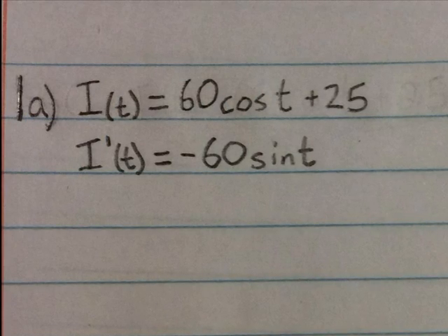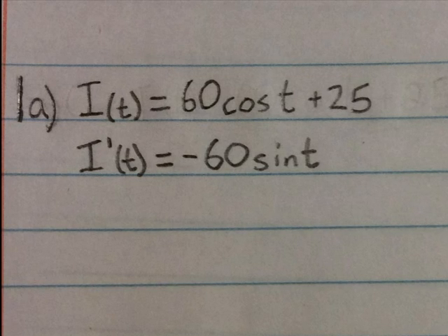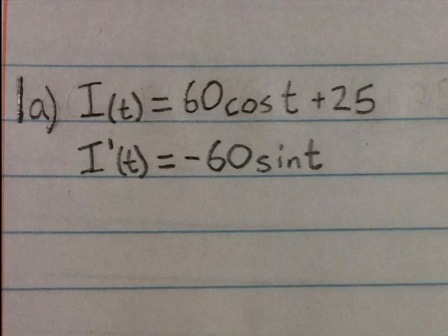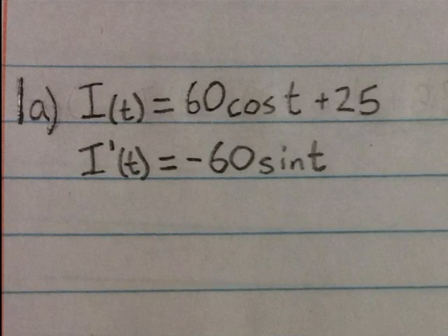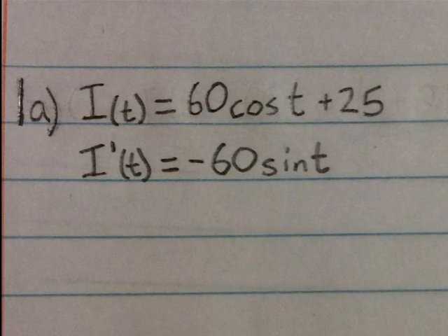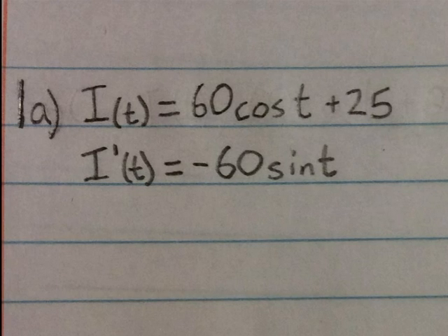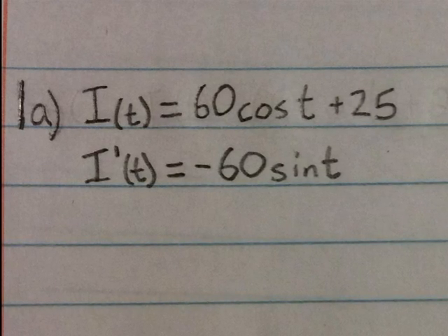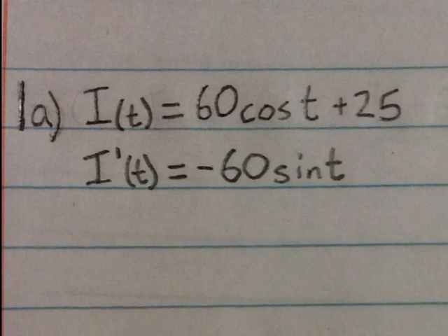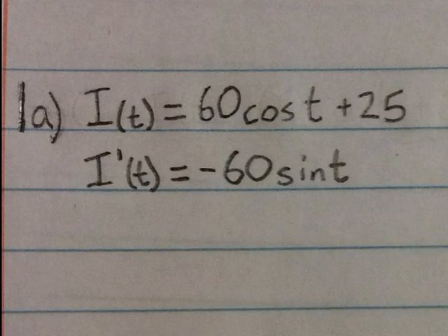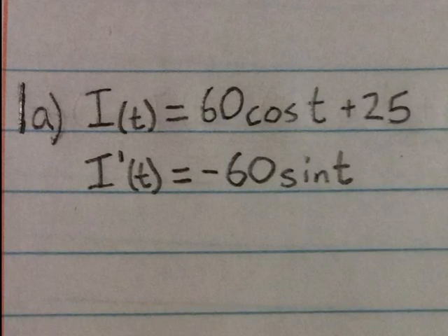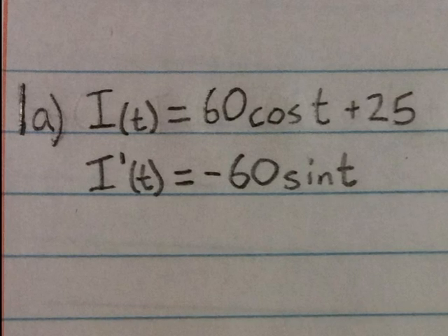So in order to solve this question, we must find the derivative of the original function. The a value, 60, will remain the same, but the cosine t will become its derivative, negative sine t. Finally, the 25 will be eliminated as it is a constant, and we will be left with the derivative function, which is I prime of t equals negative 60 sine t.